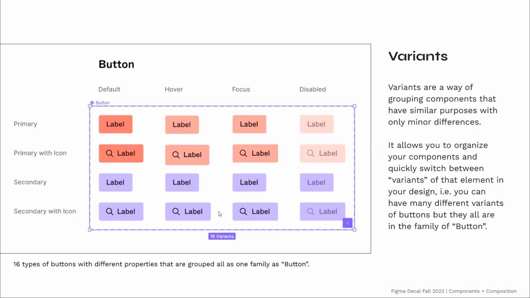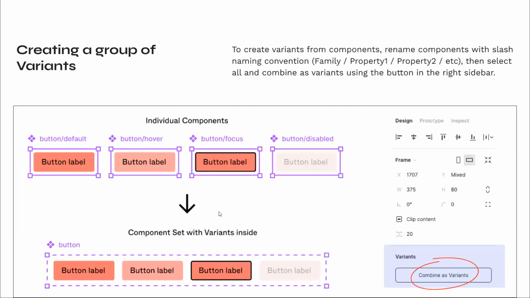So variants are a way of grouping components that have similar purposes with only minor differences. It allows you to organize your components and quickly switch between variants of that element in your design. So for example, you can create many different variants of buttons, but they are all in the family of button. So groups of components can be made by renaming components with / naming conventions. So for example, family / property1 / property2, etc. And then selecting them all and combining them as a variant group using the button in the right sidebar.